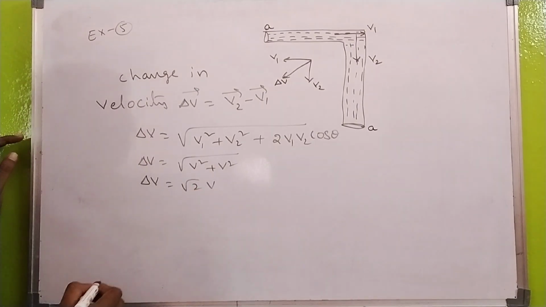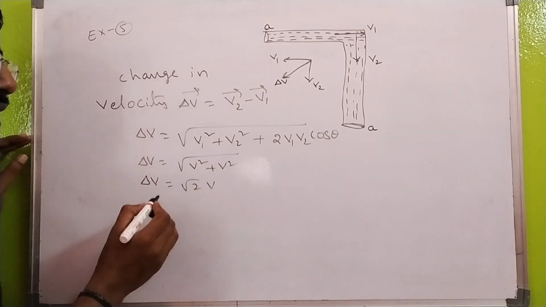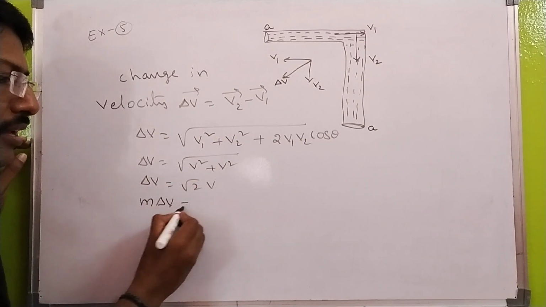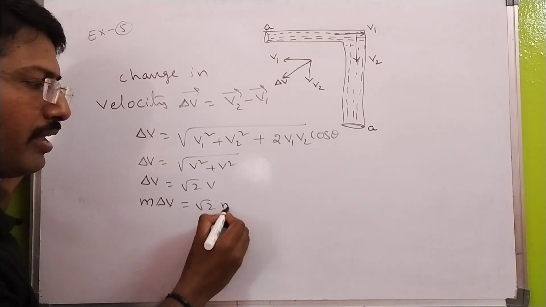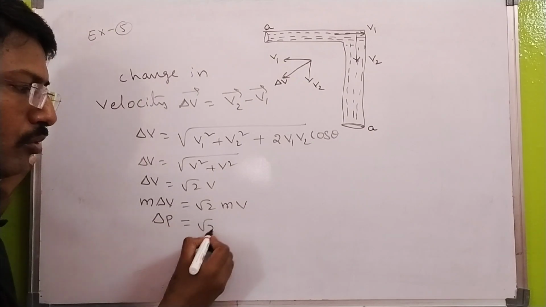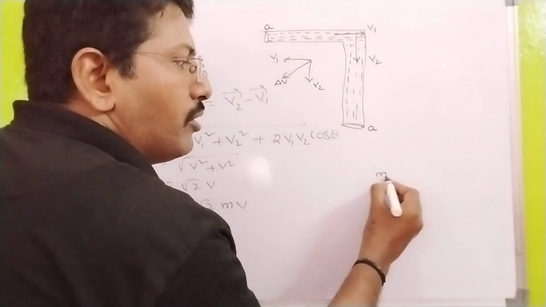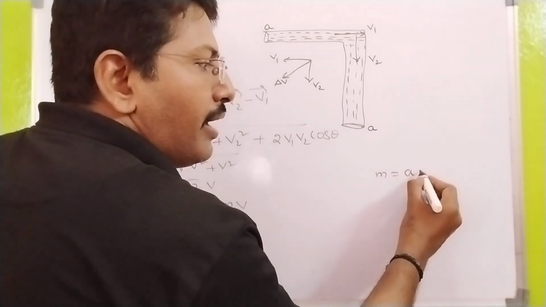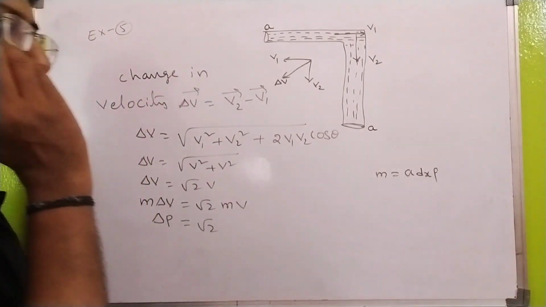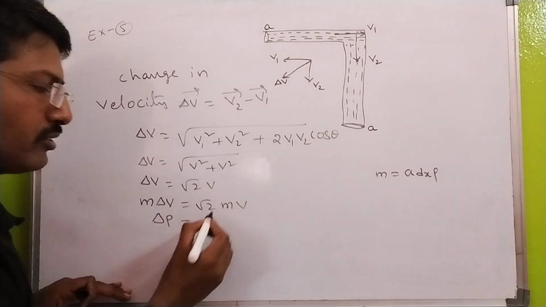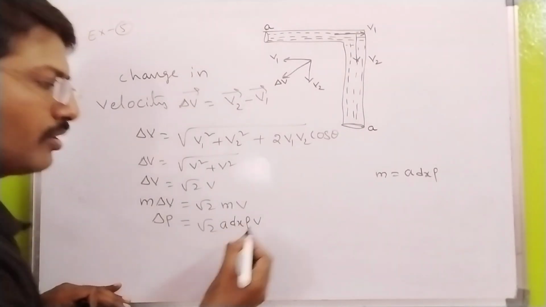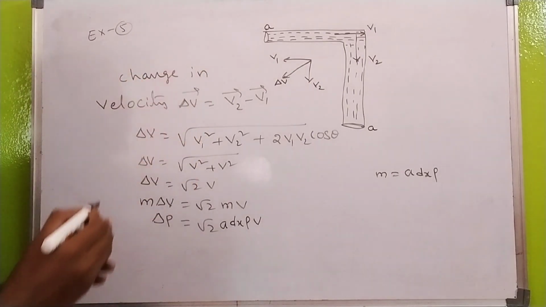Next, on both sides I multiply with mass. So mass times delta V is equal to root 2 mV. This is the change in momentum, equal to root 2 m v. Earlier I told you mass is equal to A dx rho, so substitute that value here, A dx rho into V. Now they are asking how much force is exerted by the water on the tube.